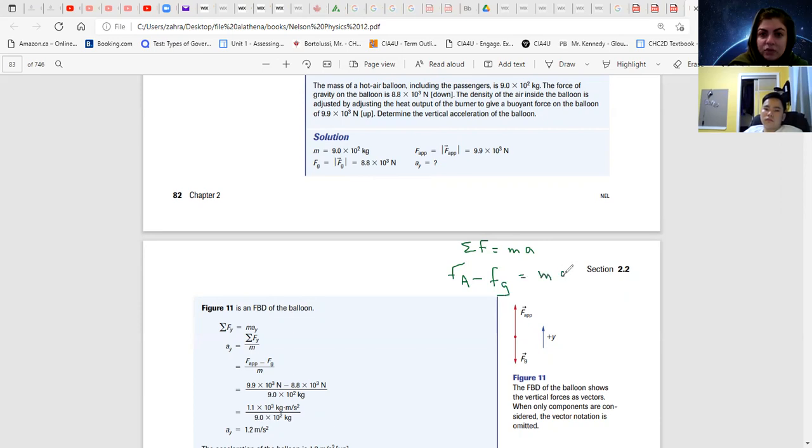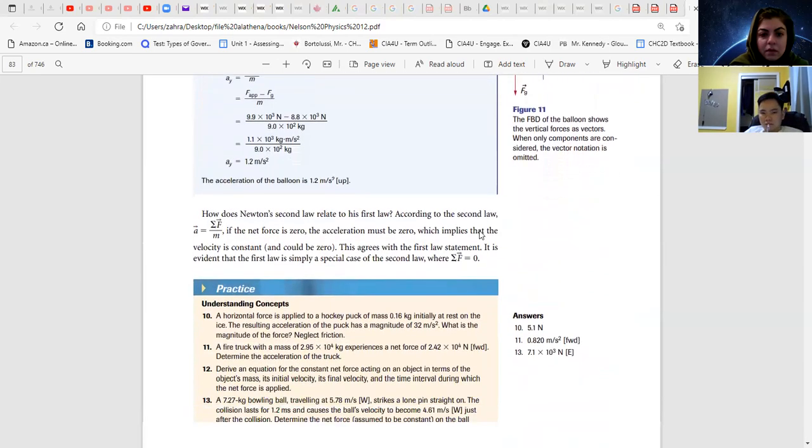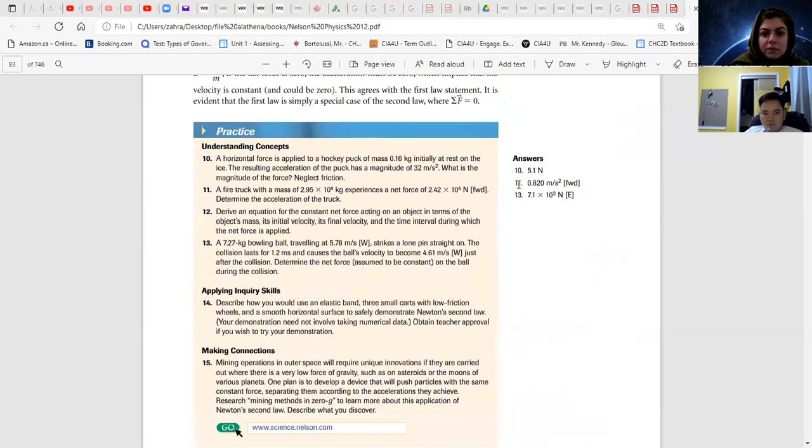So you're asked to find the acceleration. The applied force is given to you, right? The force of gravity is given to you. The mass of the object is given to you. So all of this is given. You just need to find the acceleration, got it? Good. As you see, they've done it here: the applied force minus the gravity force, divided by m, so you get it. So for the questions, you do question number 10, 11, and 13.